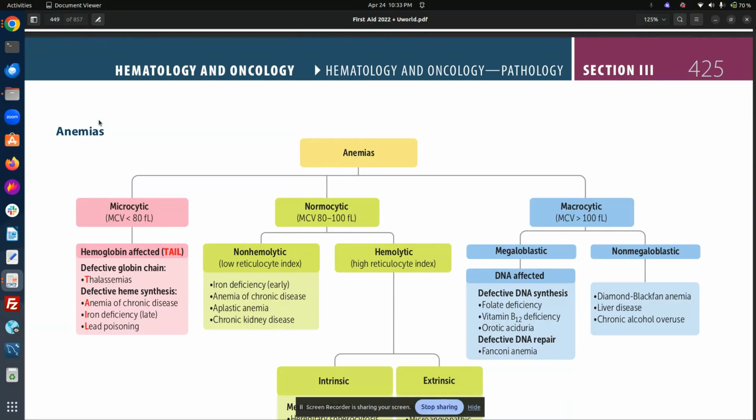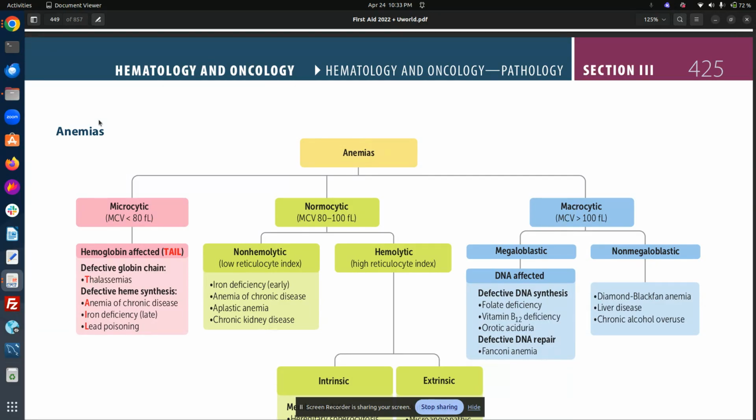Okay, so when heme combines with globin, it forms hemoglobin, and that hemoglobin is present in the RBCs and carries oxygen in the blood. Okay, so microcytic anemia can be due to two reasons. First is defective heme synthesis. There are three types on the basis of defective heme synthesis. One is anemia of chronic disease, second is iron deficiency anemia, and the third is lead poisoning.